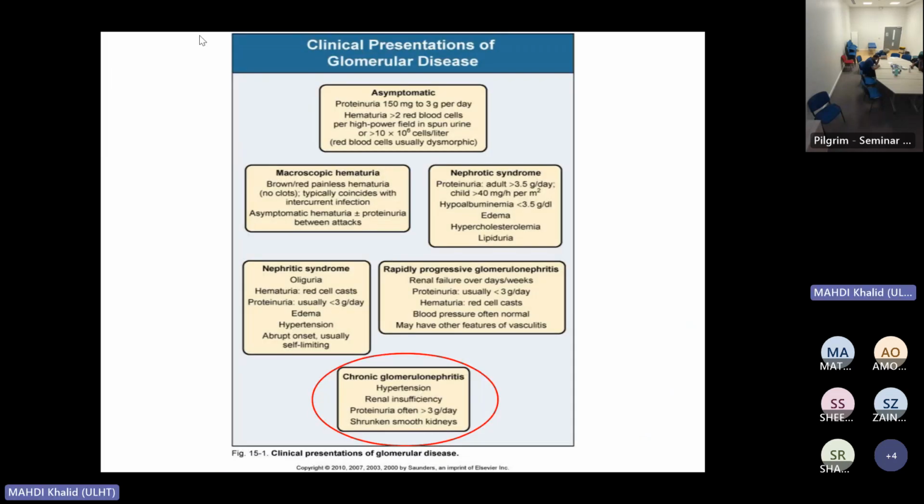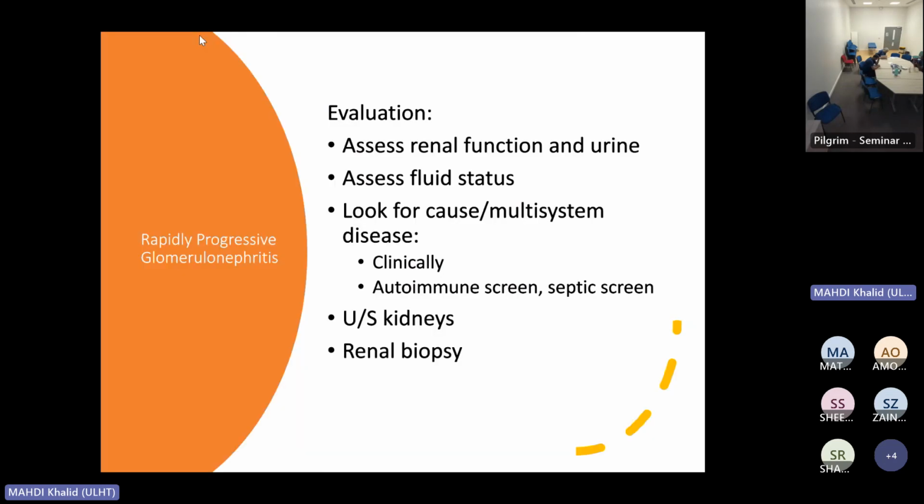So they do need a renal biopsy in the majority of cases. Sometimes if they are sick and you think it's going to take you two or three days to organize a biopsy, they can't wait. Sometimes we treat before biopsy.